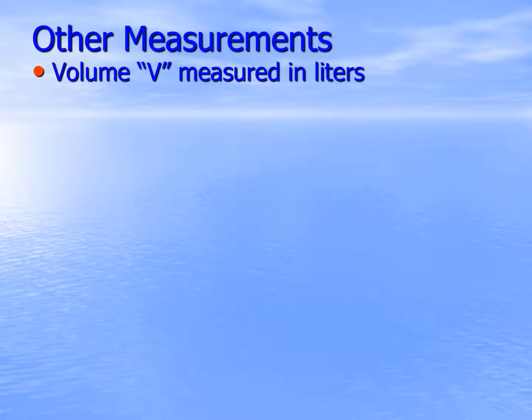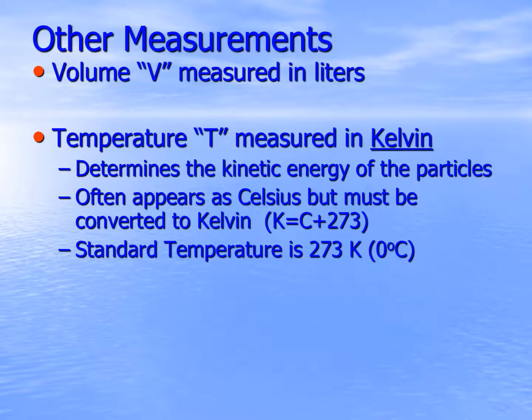The other properties of gas that we are going to be using in our gas law problems are volume V, usually measured in liters, occasionally in milliliters. Temperature T, always measured in kelvins. Underline kelvins, kelvins, kelvins. You've got to convert Celsius to kelvins or the math problems don't work. Kelvin is found by taking Celsius plus 273. So don't forget, always convert your Celsius to Kelvin.